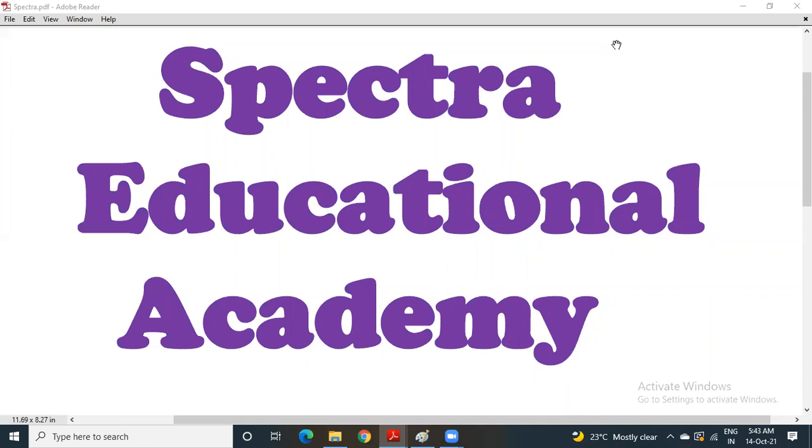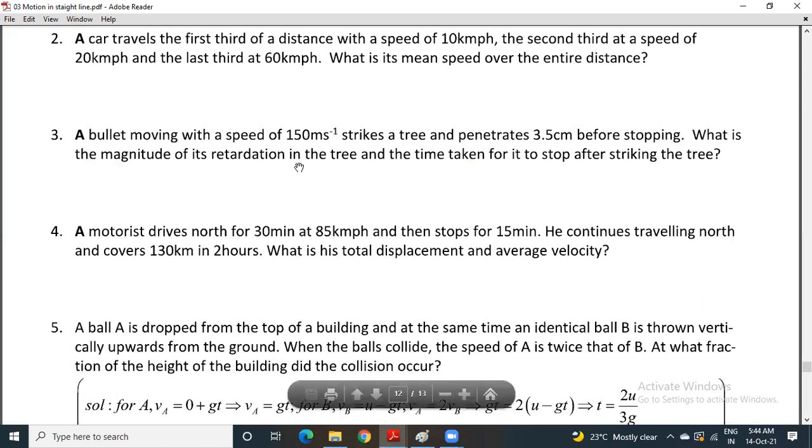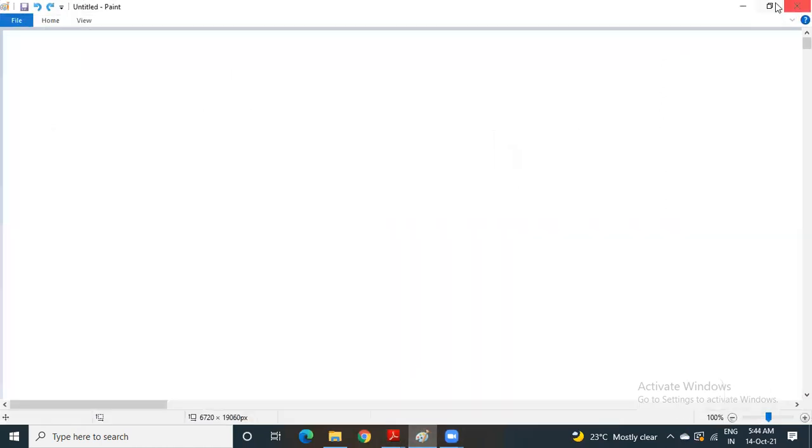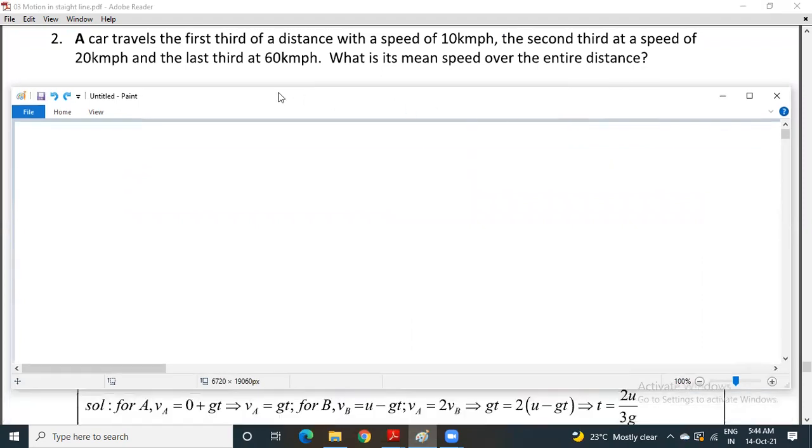In the previous class, we discussed the formula for average speed when total distance is equally divided, and in each part, the body is moving with the corresponding speeds V1, V2, V3, and so on. Now let us try to do a numerical based on that formula. This is the question.